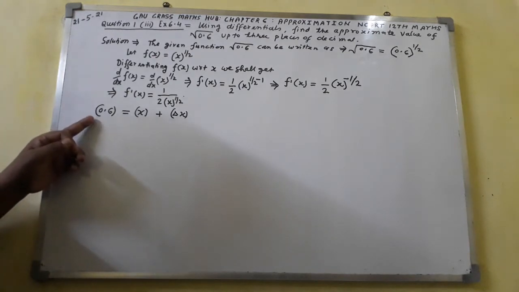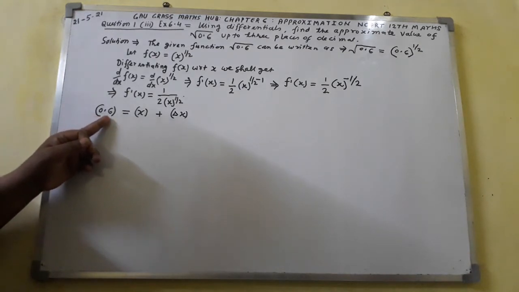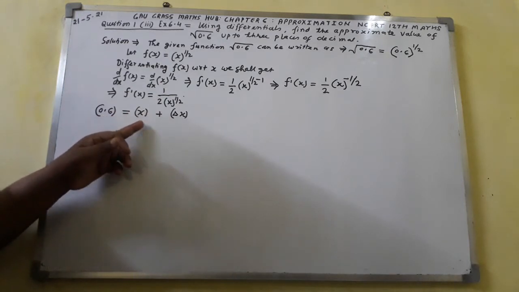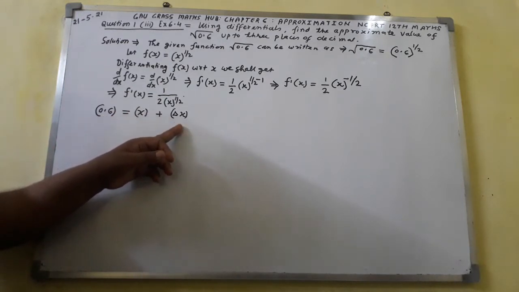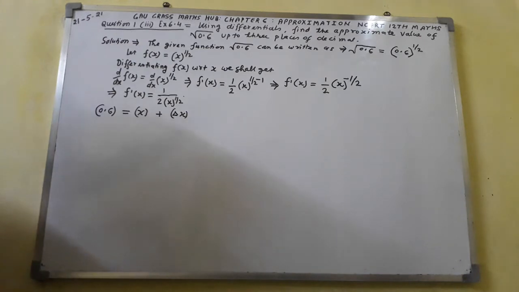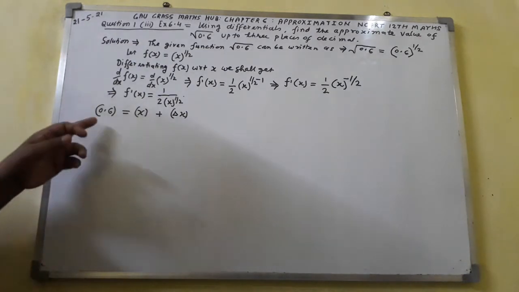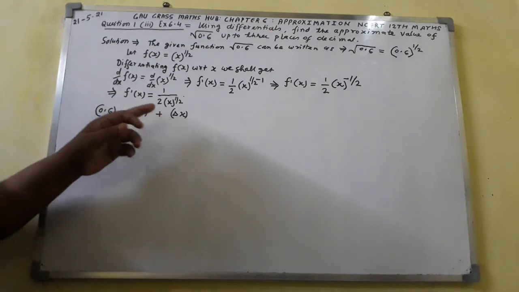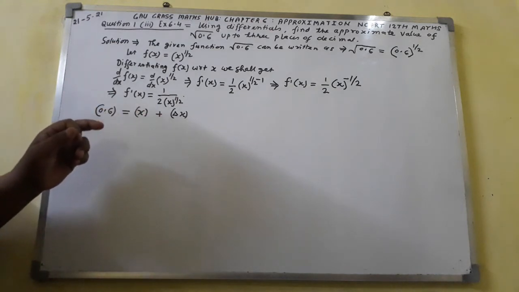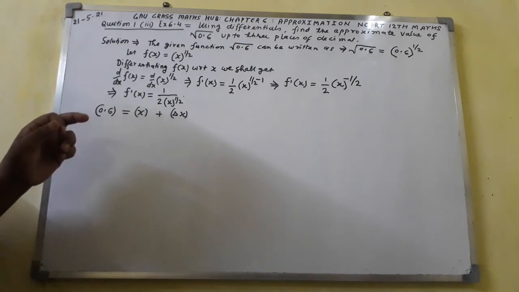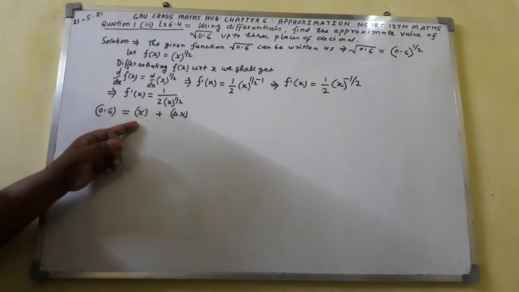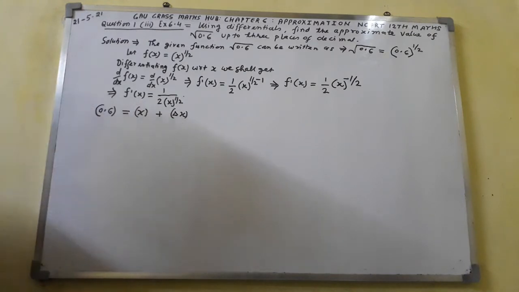This means that 0.6 will be splitted into two parts. First part will be x, second part will be delta x. Now here 0.6 will be splitted into two parts. First part will be x, second part will be delta x.